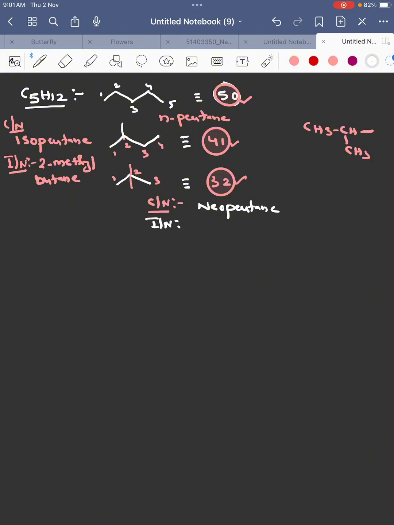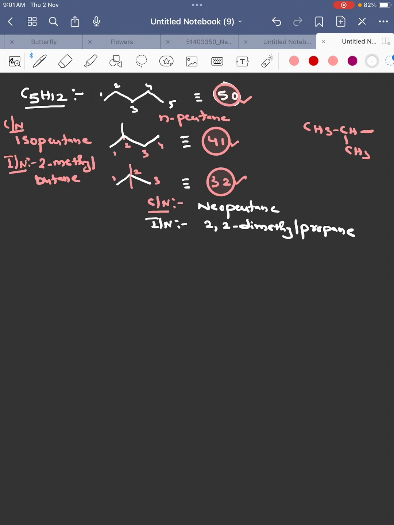What is the IUPAC name? According to rules, at the second carbon there are 2 methyls. It is called 2,2-dimethyl. It is a propane. So there is no gap here. So this is the one. In the similar way, this is all we have written for open chain compounds.